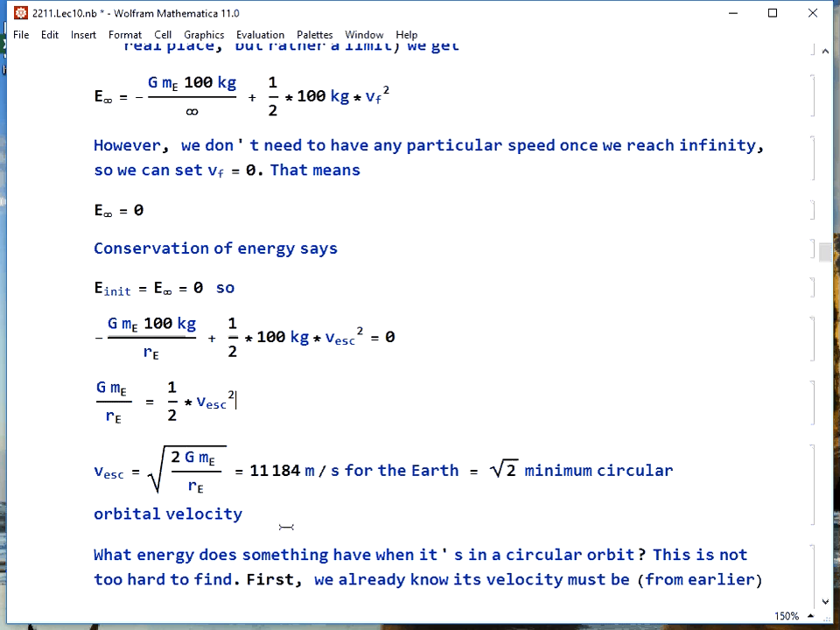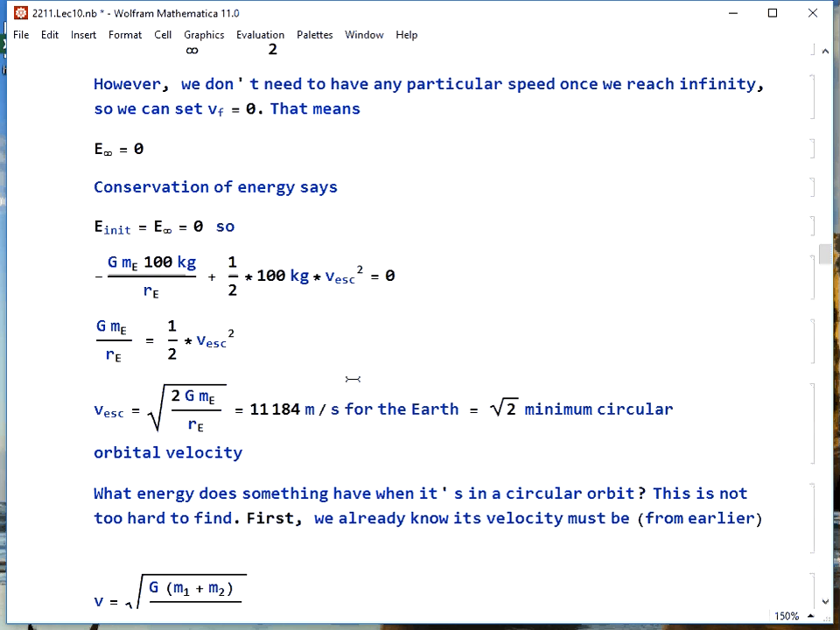Conservation of energy tells us E initial has to be the same as E at infinity, so we can set this up: E initial equals 0. When we do this, we solve for the escape velocity, and we get the square root of 2GM_E over R_E, where those are the mass and radius of Earth. This is about 11 kilometers per second for the Earth. Also notice it's the square root of 2 times the minimum circular orbital velocity, the speed we'd need to throw that baseball to get it around the Earth.